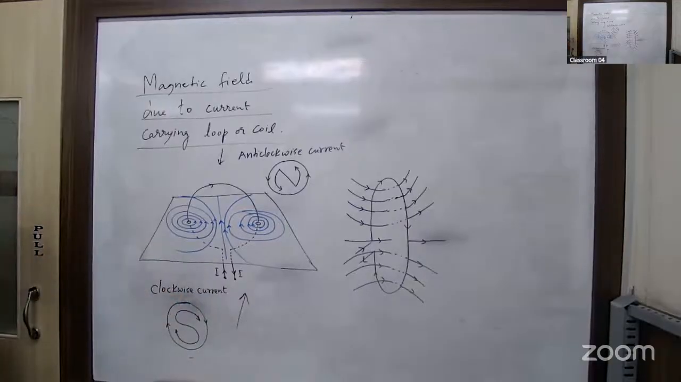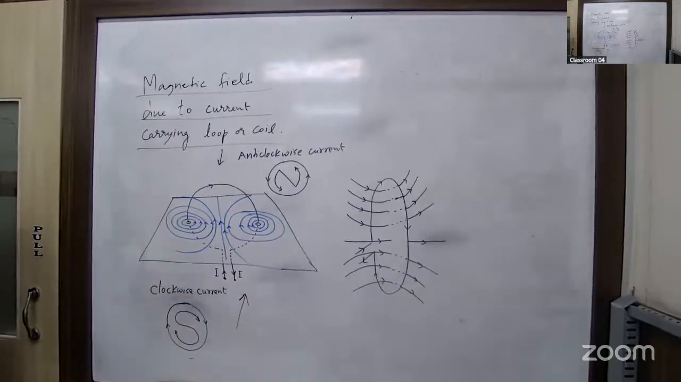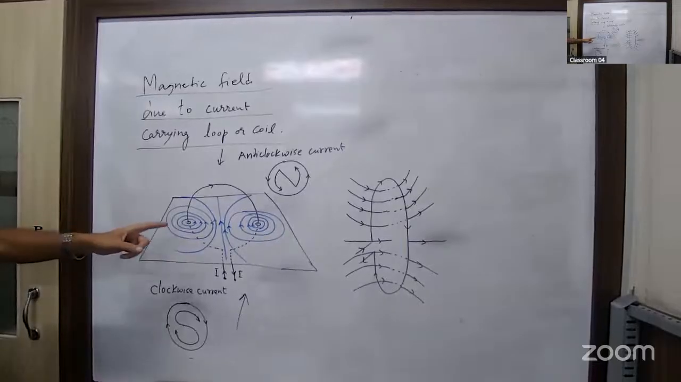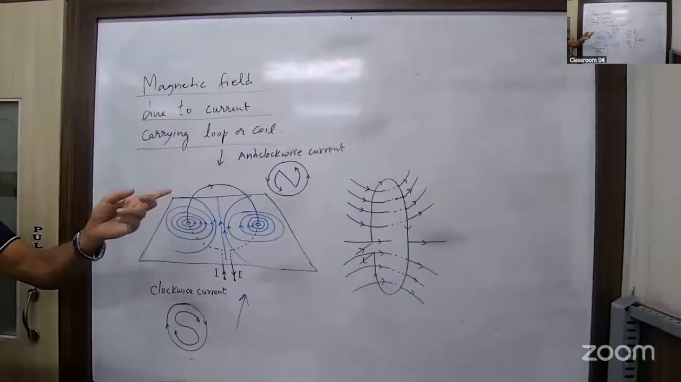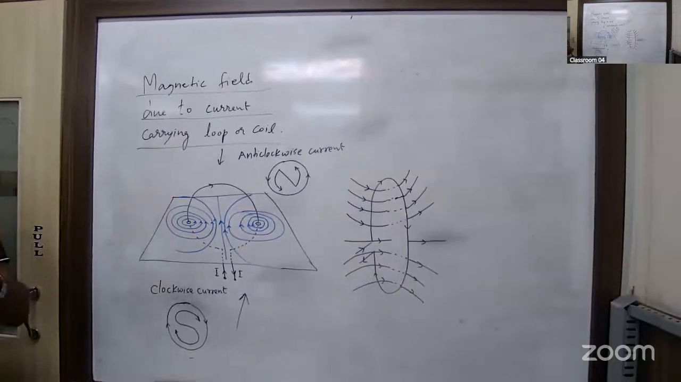What is the smallest electromagnet possible? A single circular current carrying coil, single coil. A coil is multiple loops. So this is a loop. A coil will have multiple turns. Then the coil is called a solenoid. That is the next point.